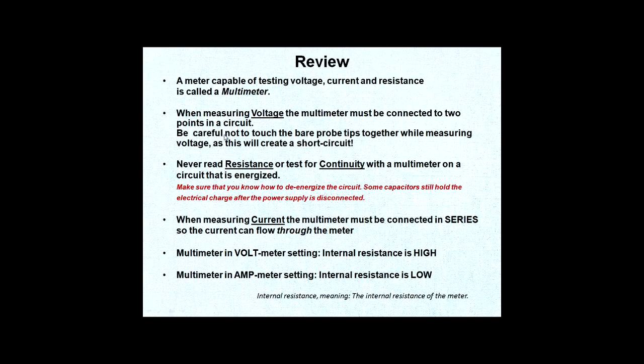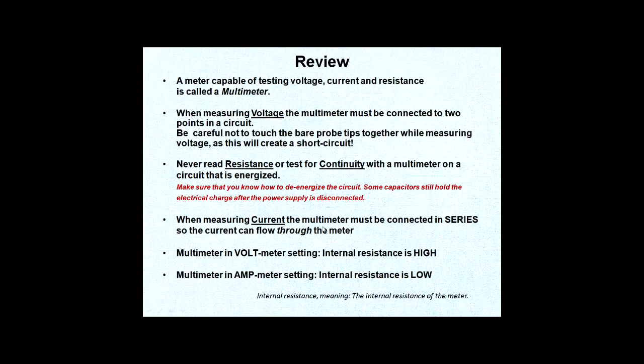All right, when measuring voltage, make sure that you don't touch anything else. Sometimes you have to be careful of what you touch when you're taking a measurement. Never read resistance or test for continuity with a multimeter on a circuit that is energized. We went over that. Make sure that you know how to de-energize the circuit. Sometimes capacitors still hold the electrical charge after the power supply is disconnected. That's a big one here. I put it in red.